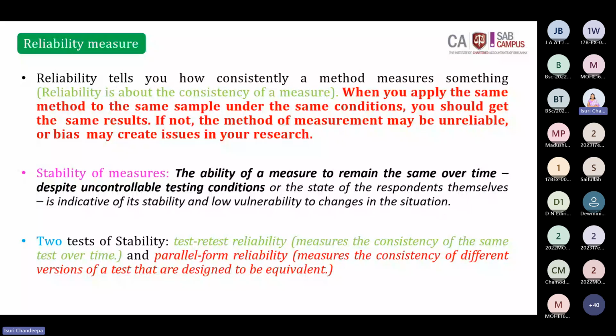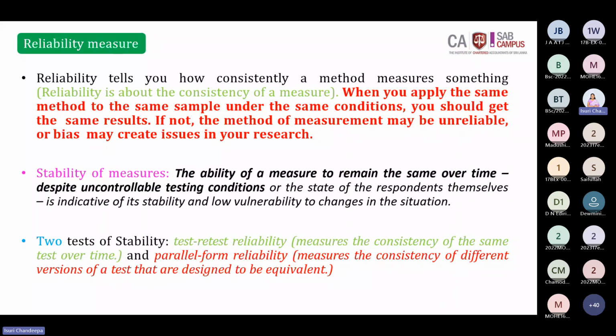Now, first you check the item analysis. Second, you need to check the reliability and validity. Both reliability and validity. Reliability, right? What do you mean by reliability? How consistently a method measures something. Reliability is about the consistency of the measure.